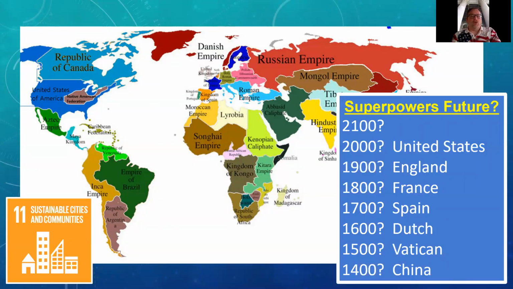If the United States was the world superpower in 2000, England in 1900, France in 1800, Spain in 1700, Dutch in 1600, Vatican in 1500, China in 1400, who is on the rise that in 2100, 80 short years from now, because it's roughly 2020, 80 short years from now will be the superpower? And let's say who are the potential contenders? My argument would be China has a very good shot within this process.